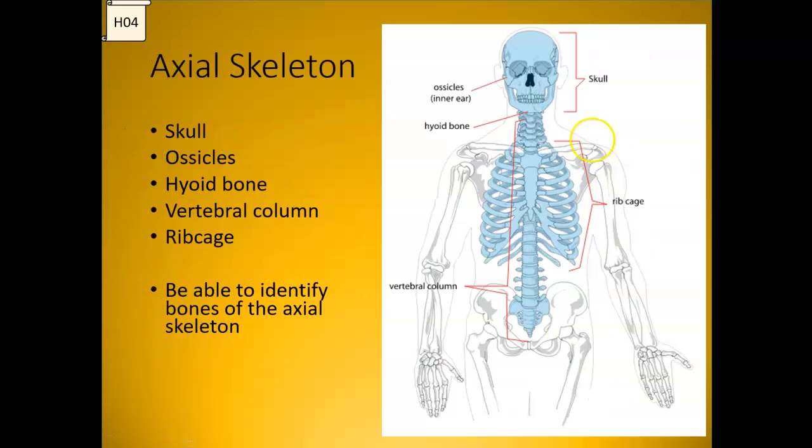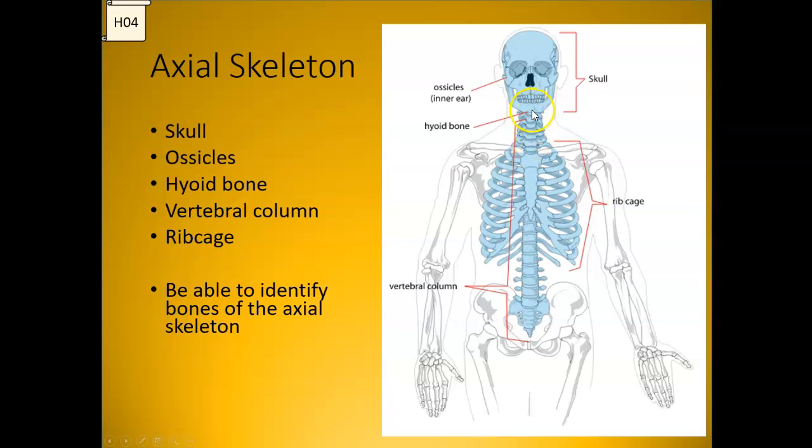And the axial skeleton, major things that we have are the skull. Inside the skull we have what are called the ossicles. Those are the bones of the inner ear. Just below your chin, connected to your Adam's apple, you have a bone called the hyoid bone. That's what allows you to speak.